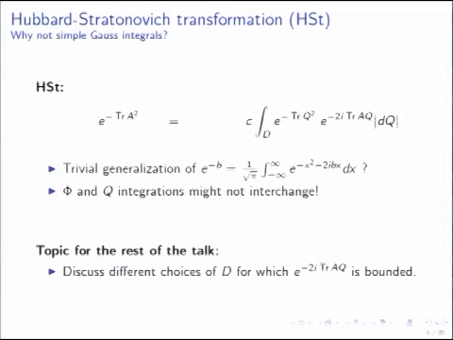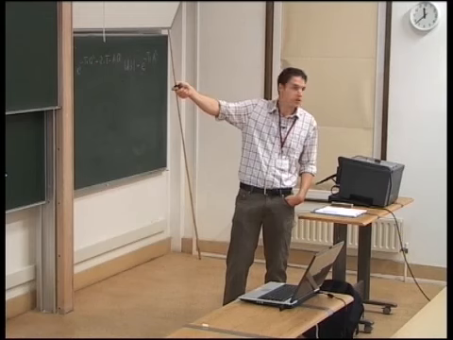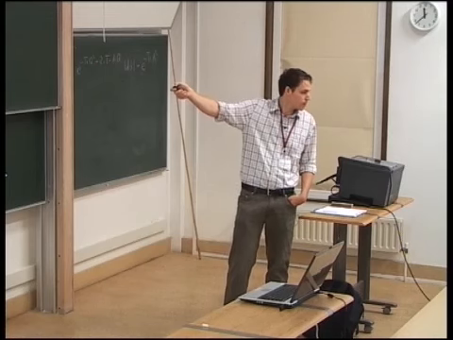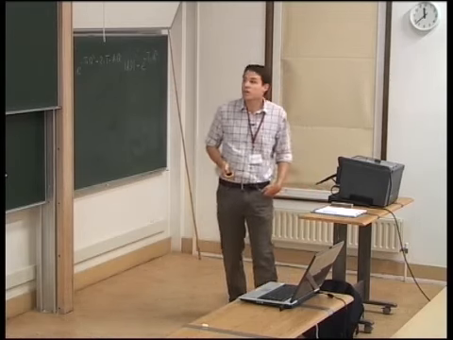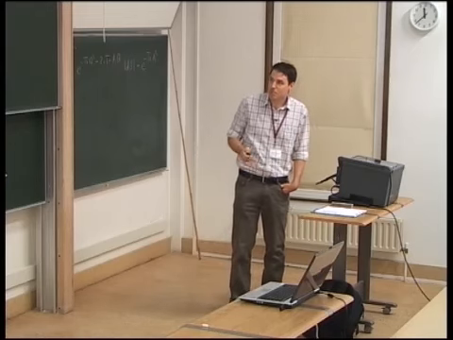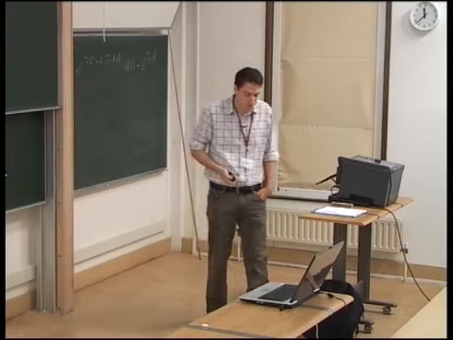But the problem which might turn out is that you want to exchange integrations. You want to do the phi integration. And if I put here the phi integration, you see that there can be a problem if you want to interchange these integrations, because this term here, the cross term between A and Q, might become unbounded when doing the phi integral. So eventually, there's a problem, and we will discuss this problem for the rest of the talk.